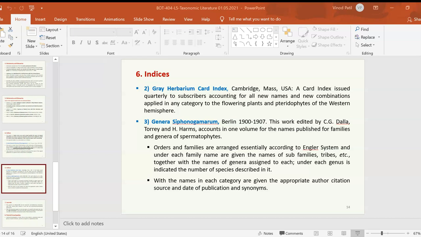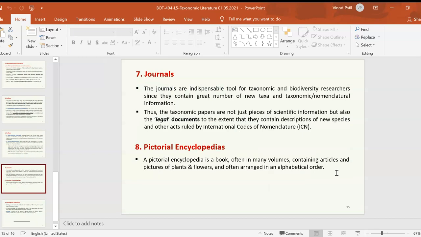Orders and families are arranged essentially according to Engler's system. Under each family name are given the names of subfamilies and tribes, together with the names of the genera assigned to each. Under each genus is indicated the number of species described in it. So this much information may be handy in this index Genera Siphonogamarum. And with the names in each category are given the appropriate author citation, source, date of publication and synonyms. So here this may be the index.